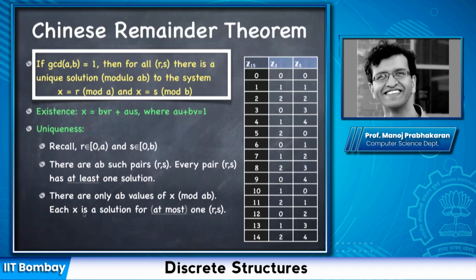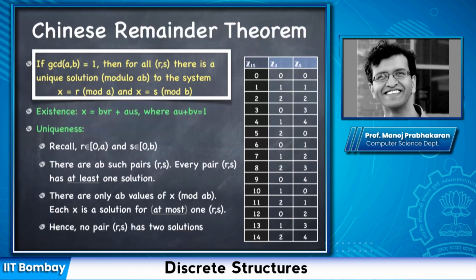And given an X, I can take its remainder modulo A and remainder modulo B. And that is a unique remainder in these ranges, right? So X can correspond to at most one R, S. In fact, it will correspond to one R, S, whatever is the remainder of X with respect to A and with respect to B. So every X is a solution for at most one pair R, S, and every R, S needs at least one solution. There are equal numbers of pairs R, S and values X.